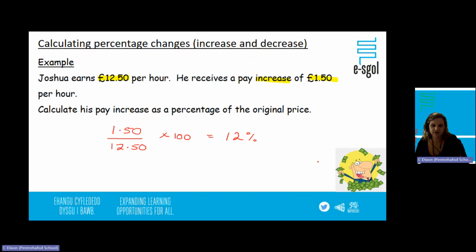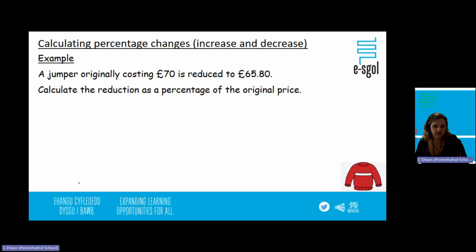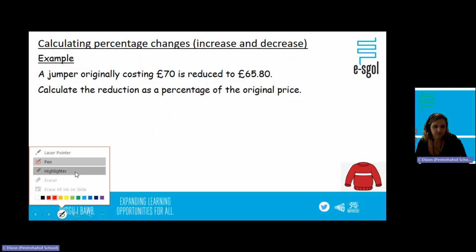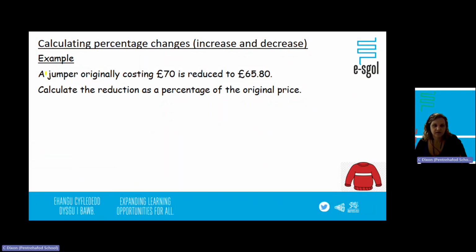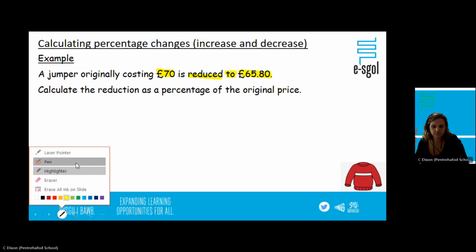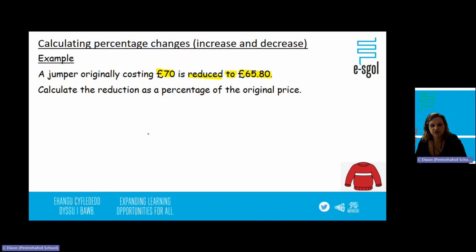So that was a pay increase question. Can have a look at the next one now, and this is going to be a decrease question. Let's pick out our key information. So a jumper originally costing £70 is reduced to, now it's not the change, this is to £65.80. Calculate the reduction as a percentage of the original price. So in the previous question, we were given what the change was, what happened to it. It went up by £1.50. But in this question, we're not told what it's reduced by. We're just told what it goes to, is reduced to £65.80.